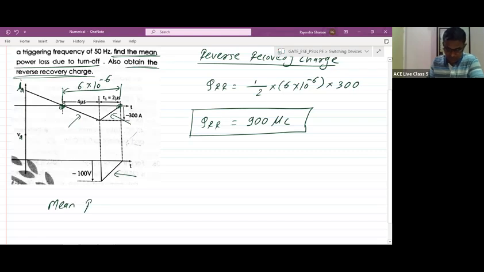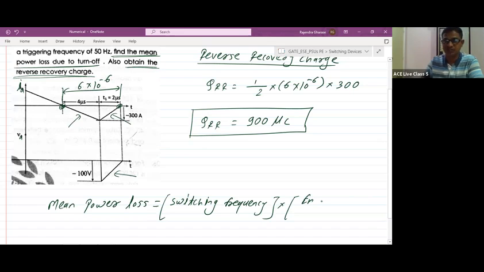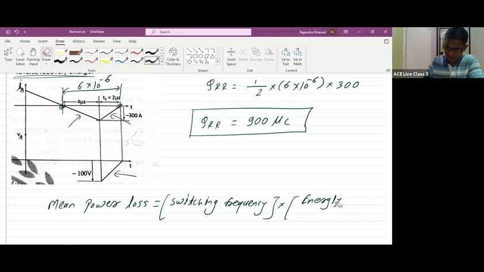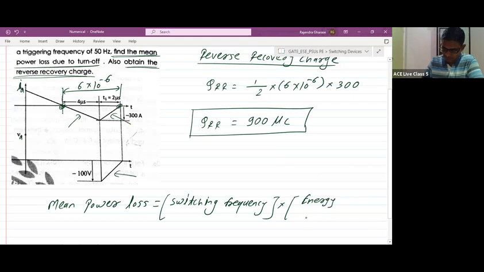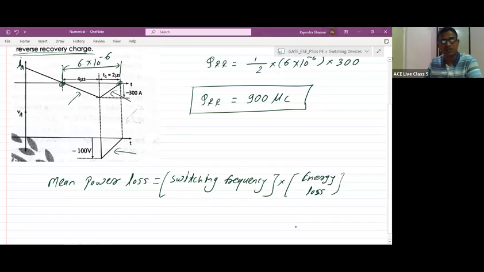Let me write first the mean power loss is equal to the switching frequency into the energy loss, or switching energy loss. So how to find the energy loss? Energy loss is equal to the integration of power, that is V into I into dt. We need to integrate the power.